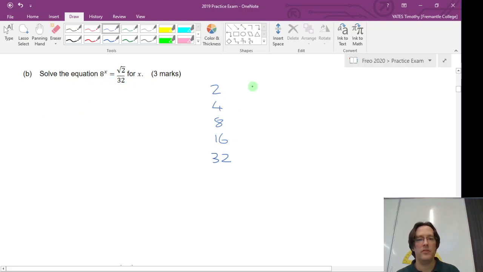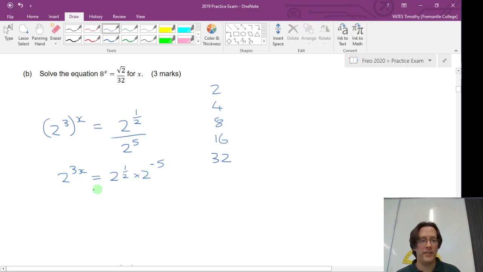So 8 is 2 to the power of 3, and that's being raised to the power of x. Remember that root 2 is 2 to the power of a half. 1 over 32 is 2 to the power of negative 5. And we can start rearranging and simplifying this. Remember that 2 to the power of a half times 2 to the power of negative 5 equals 2 to the power of 3x.